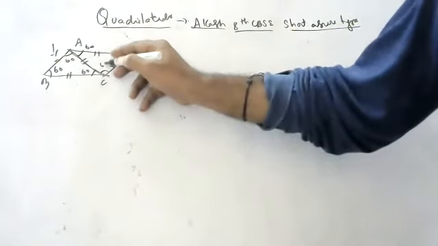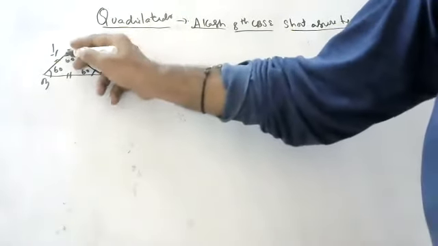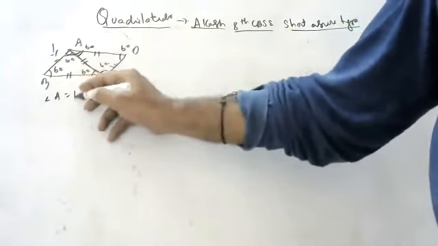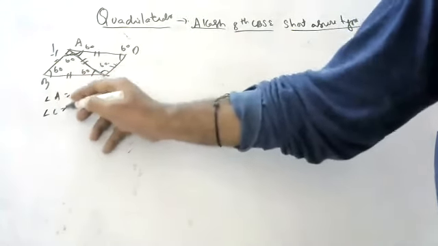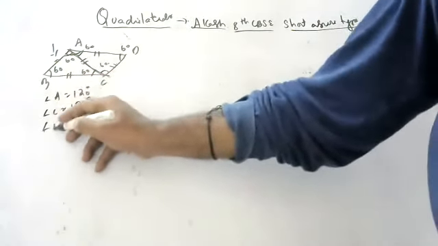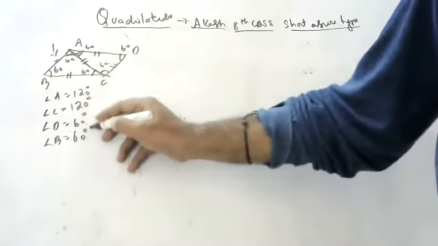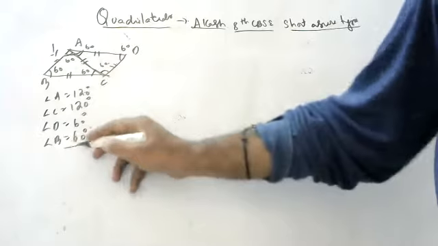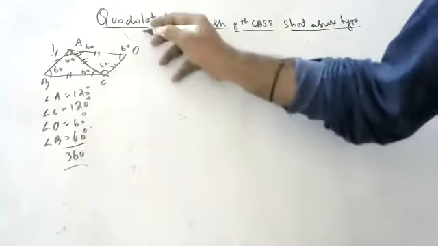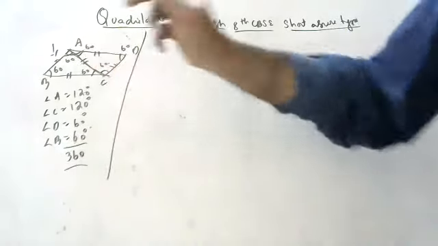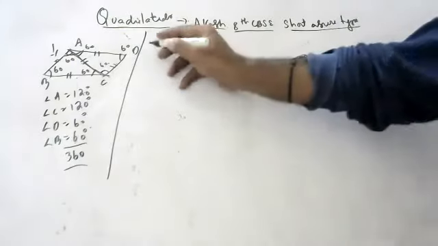Two angles are 60 and two angles are 120. Angle A is how much? 120 degrees. Angle C also 120 degrees. Angle D is 60 degrees. Angle B is 60. Total should be 360: 240, 300, 360. So children, because all sides are equal, it is an equilateral triangle and we made it 60 degrees.